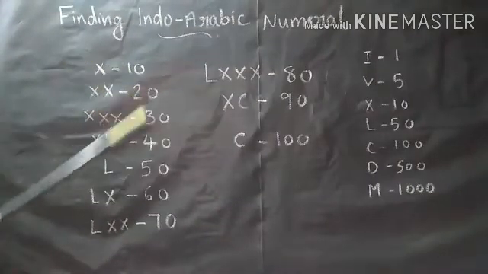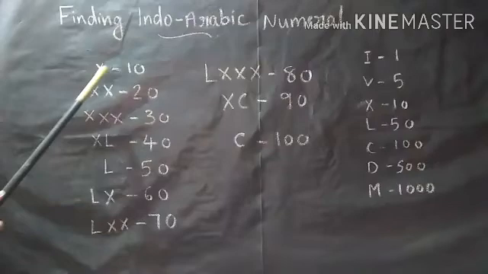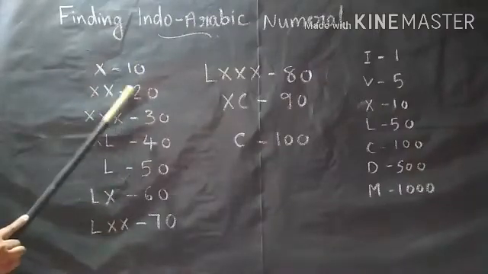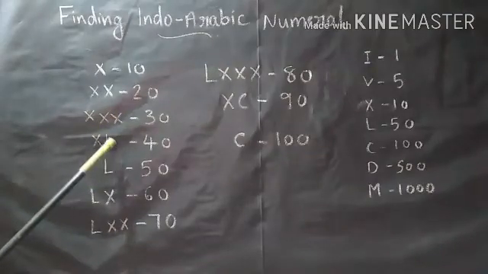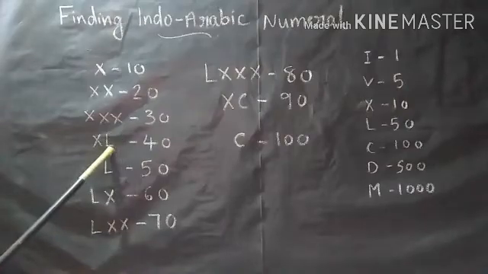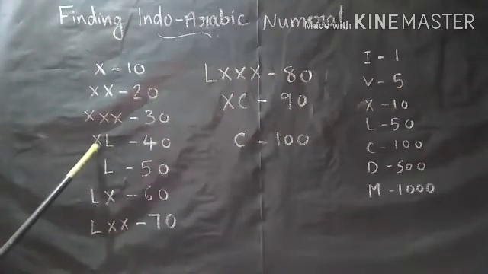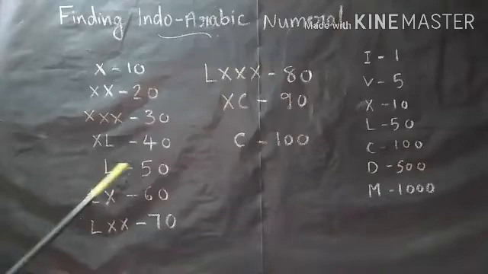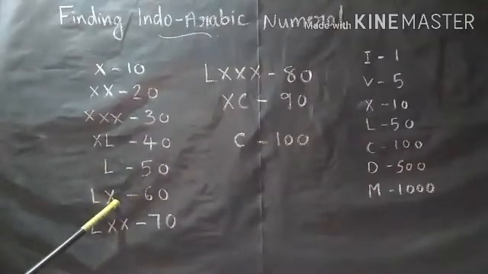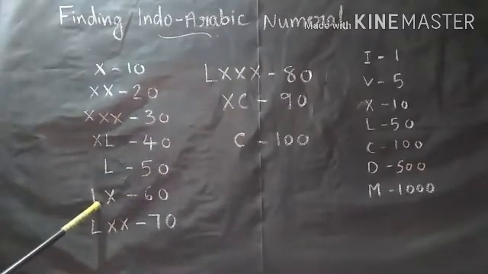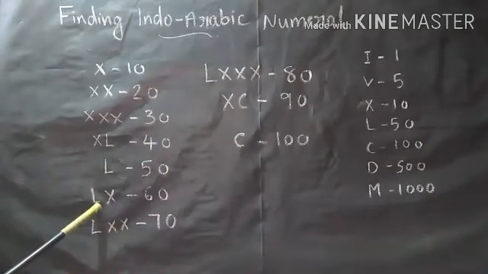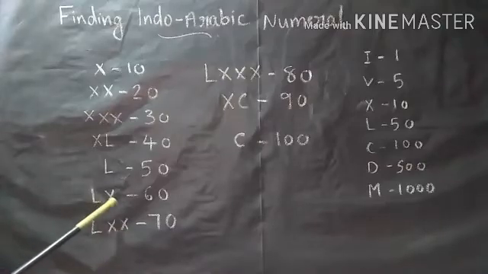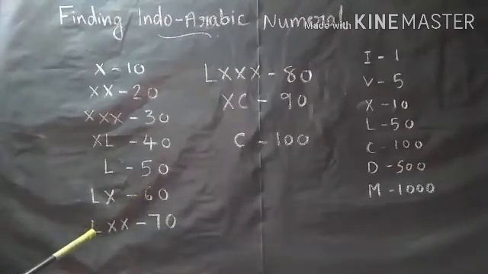Here we have some Indo-Arabic numerals. X means 10. XX is 20. XL, the smaller value is on the left side of a bigger value L. So subtract 50 minus 10, we'll get 40. L is 50. LX. See, value of L is 50, X is 10. Smaller value which is on the right side of a bigger value. Do addition. So 50 plus 10 will get 60.